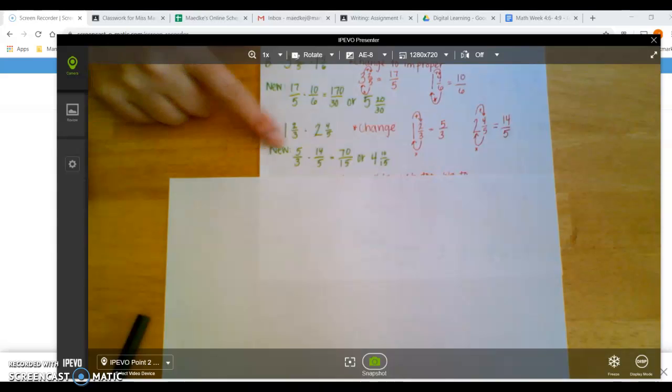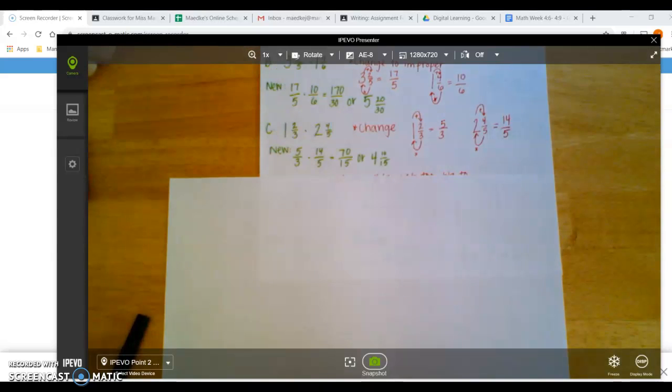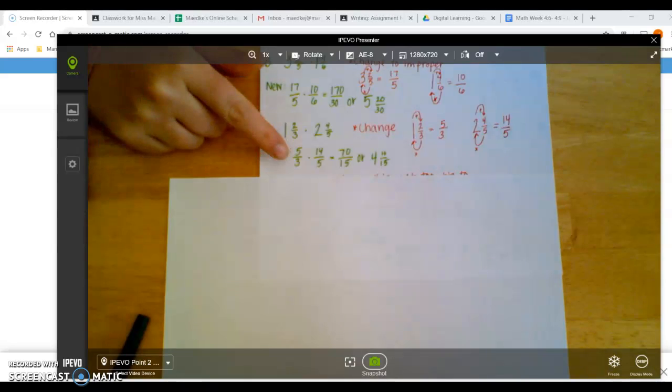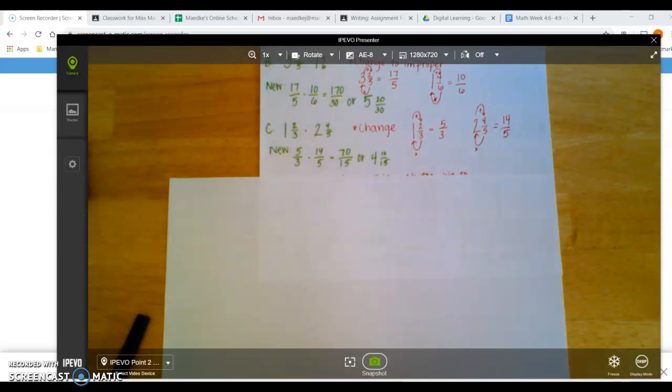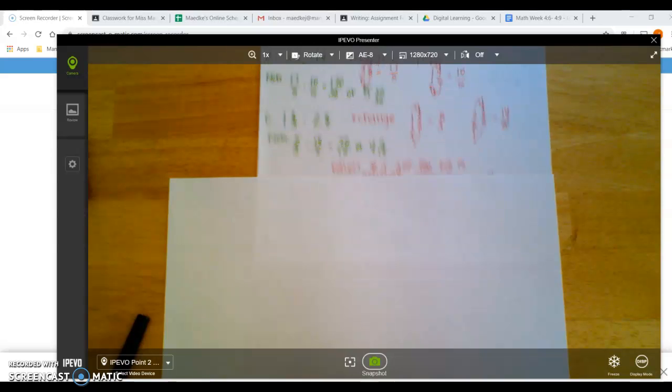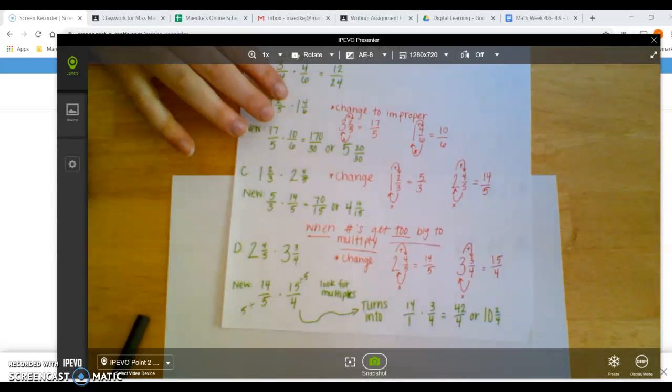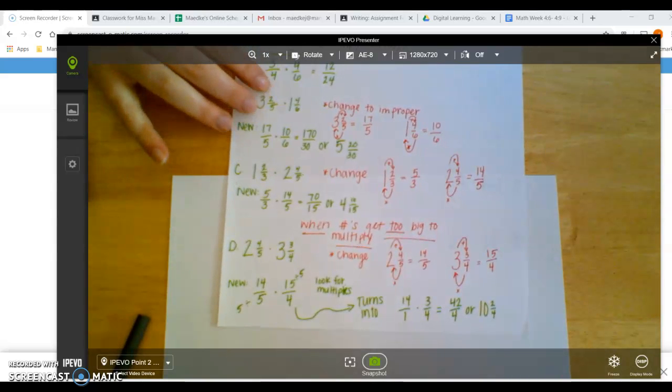All right, here is my new one. 5 times 14, we get 70. You can break that apart. You have lots of methods that you can do, the box method or standard algorithm to solve that, or you can use your multiplication chart. And then we have 3 times 5 is 15. When you get that, you get 70 over 15, which is improper. You can keep it there, or you can change it to 4 and 10/15. Either way, it works.